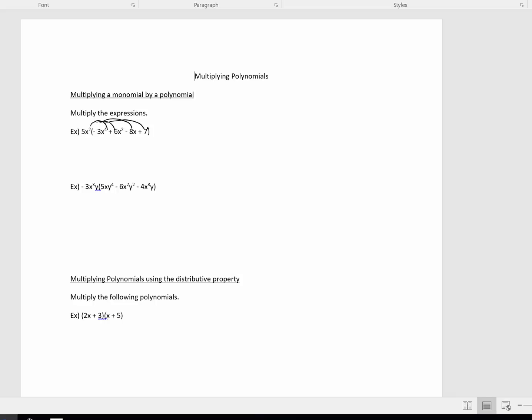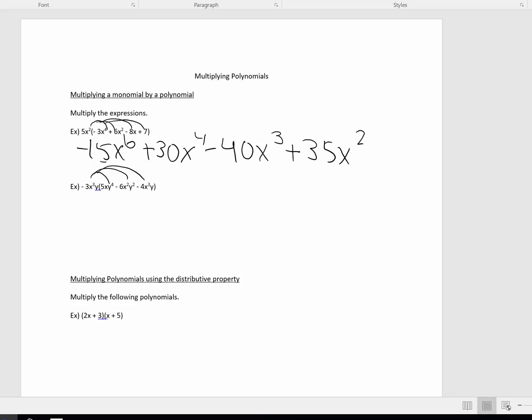5x squared times negative 3x to the fourth. Well, that's negative 15. Remember, when you multiply exponents, you add, so x squared times x to the fourth is x to the sixth. 5 times 6 is 30. X squared times x squared is x to the fourth. 5 times negative 8 is negative 40. X squared times x is x cubed. And 5 times 7, that's 35, times x squared gives you 35x squared. They're not like terms. You can't combine anything. We're done here.